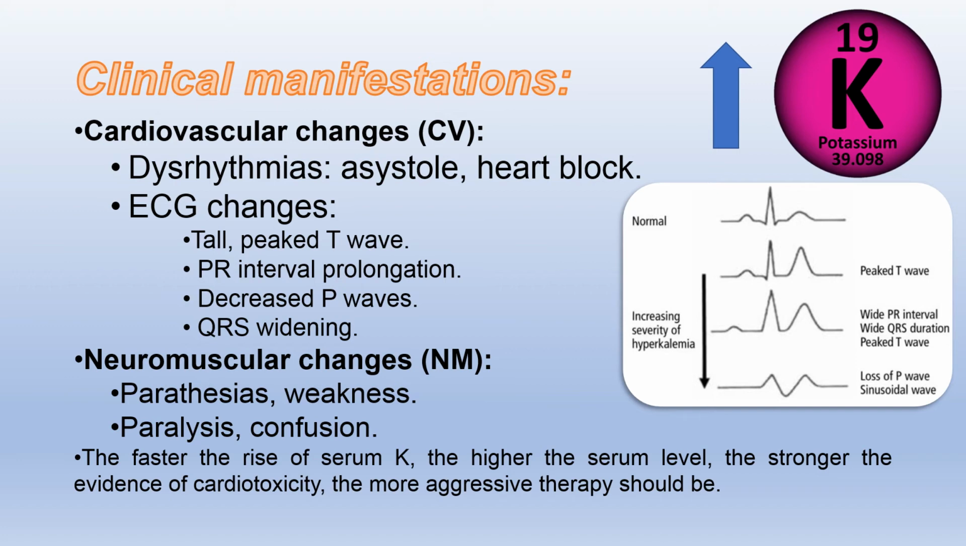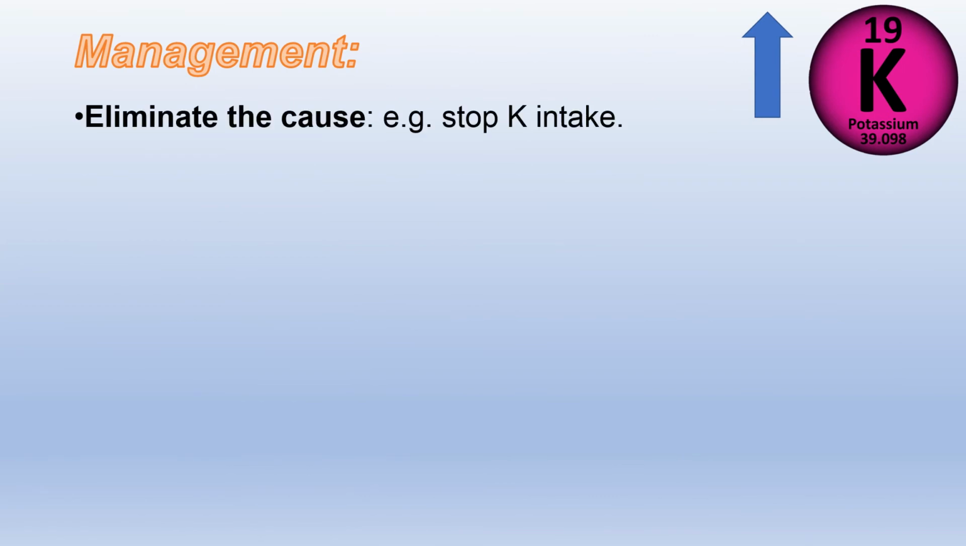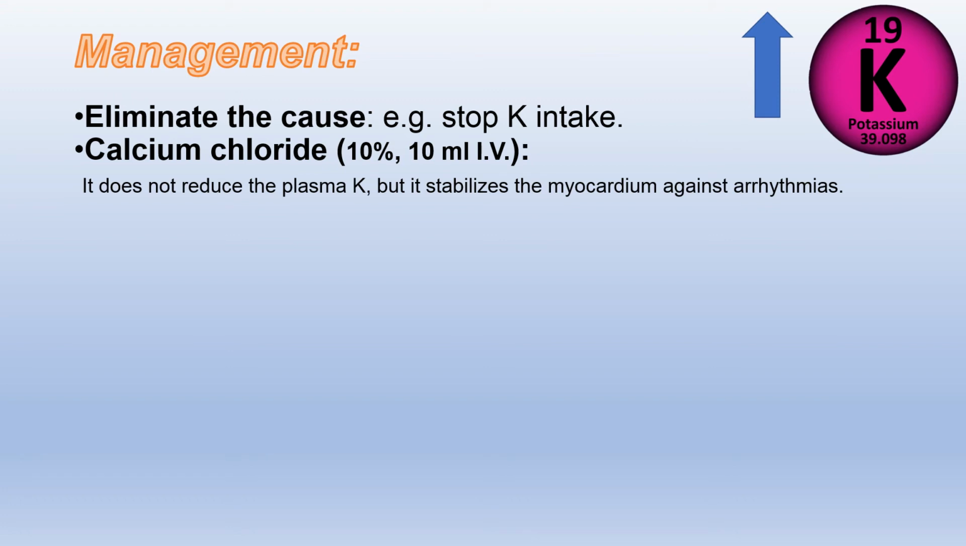The faster the rise of potassium, the higher the serum level. The stronger the evidence of cardiotoxicity, the more aggressive therapy should be. Management: eliminate the cause, i.e. stop potassium intake. Calcium chloride does not reduce the plasma potassium, but it stabilizes the myocardium against arrhythmias.